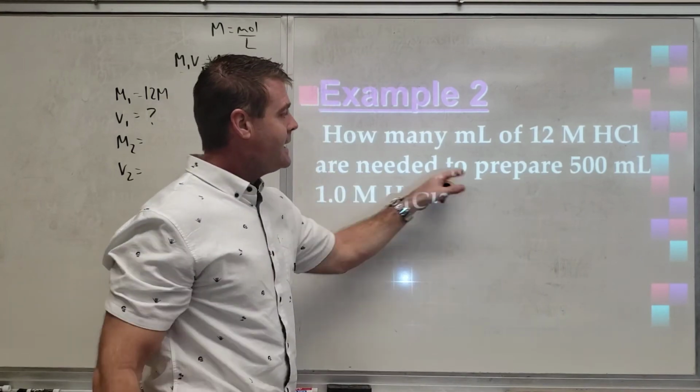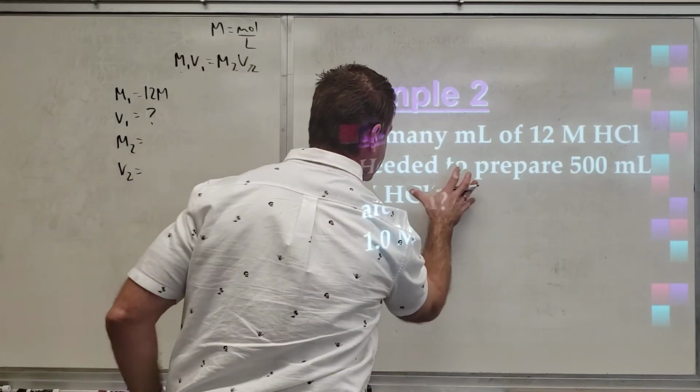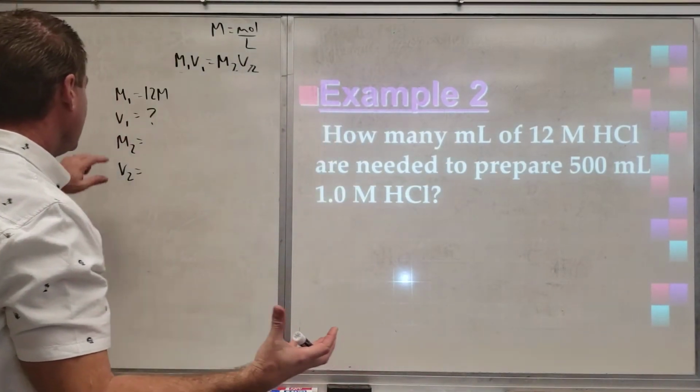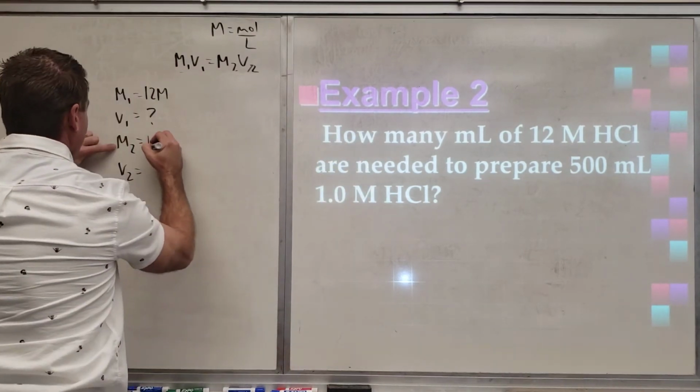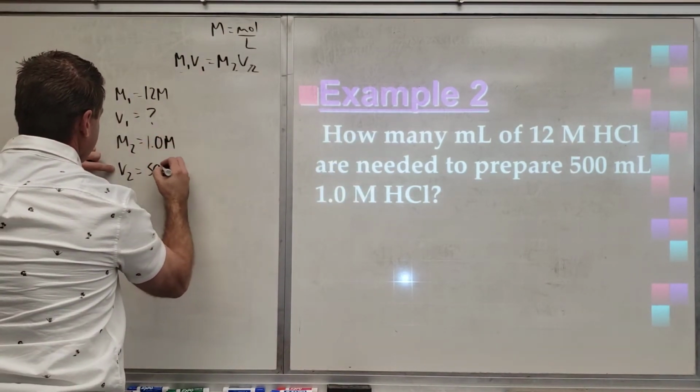And then what are we making? This information is the second, diluted equation. The new concentration is 1 molar, and I want 500 milliliters of it.